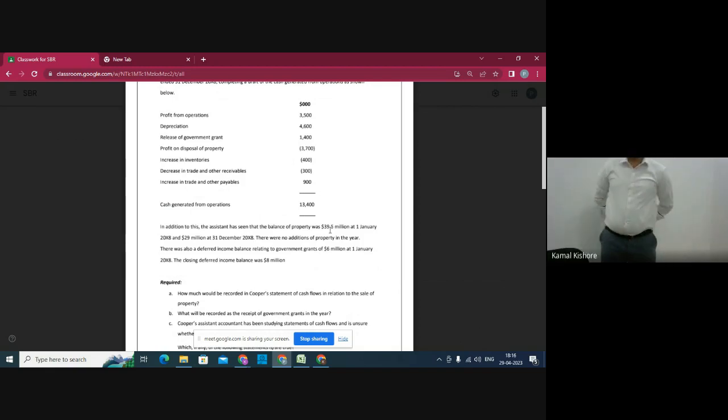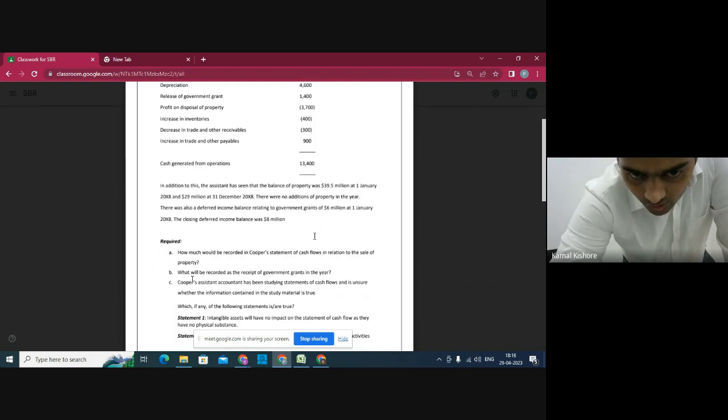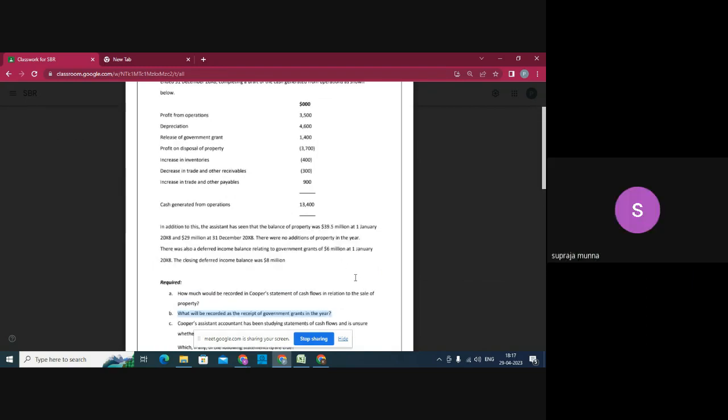So this is the number that will come in cash flow as investing activity. Investing activities: cash flow from sale of asset. Okay, fine. Then what will be recorded as receipt of government grants? Here I have a doubt.